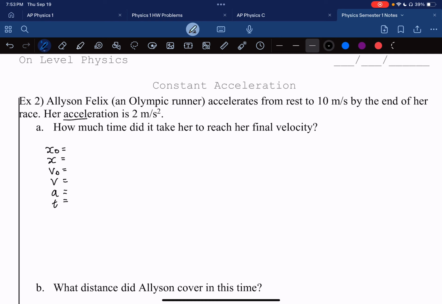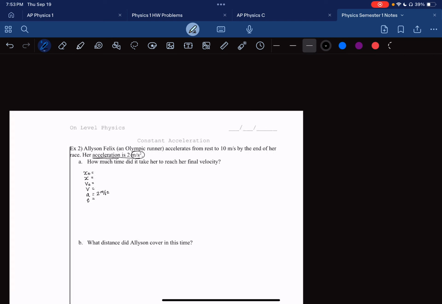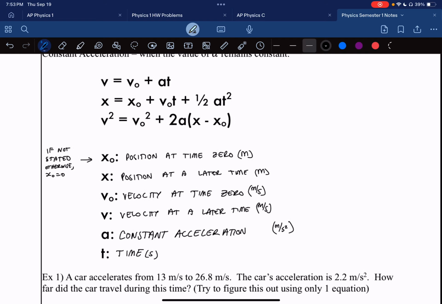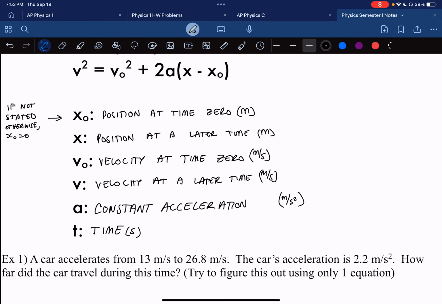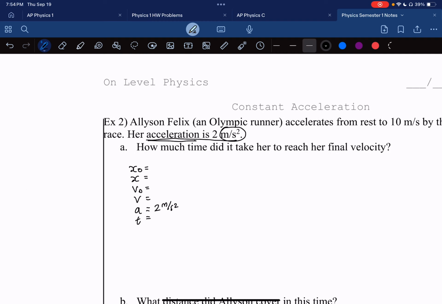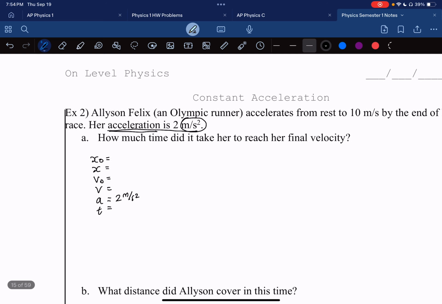But here, this one is pretty explicit. It's pretty obvious that it's acceleration. Another way of knowing it's acceleration is because of the units, meters per second squared, which if you go back to this page, acceleration is the only one with those units. So it must go there.